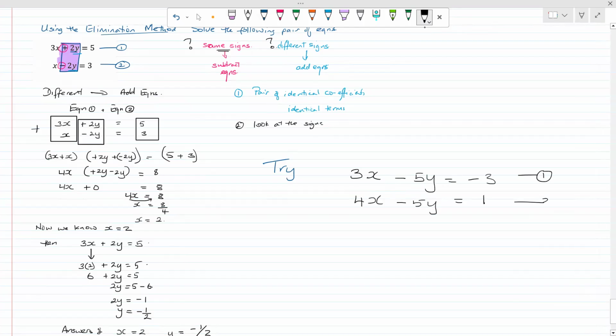Equation 1, equation 2. I want you to solve this one. Remember your rules. Pair the identical terms. Look at the signs. Decide whether you're going to add the two equations or subtract the two equations. Same sign subtract, different signs add. Giving you a little head start here by identifying terms that I think you should look at. And you're going to follow the same set of procedures and you're going to work this out for me. All right?